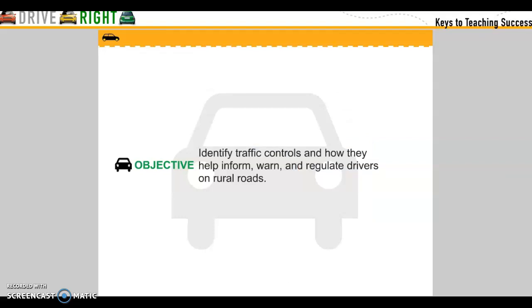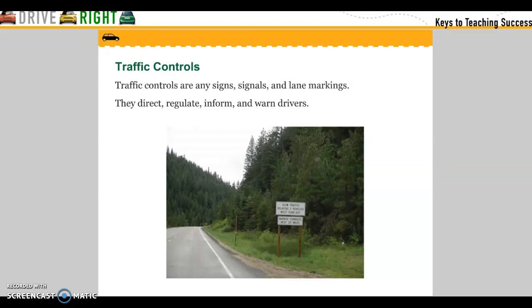Objective. Identify traffic controls and how they help inform, warn, and regulate drivers on rural roads. Traffic controls. Traffic controls are signs, signals, and lane markers. They direct, regulate, inform, and warn drivers.